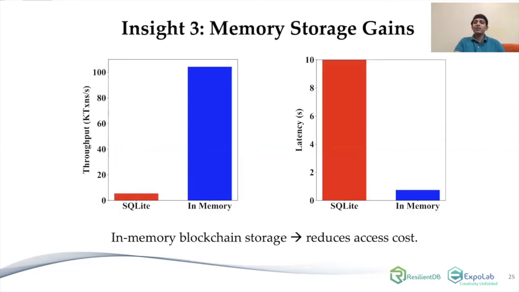Our next insight was regarding the memory. Basically here, we want to discuss the effects of off-chain and on-chain memory. Specifically, when we stored the whole ledger inside the memory, the system was performing very well. The throughput was very high and the latency was very low. While when we use SQLite for storing the data, obviously the throughput was comparatively less.